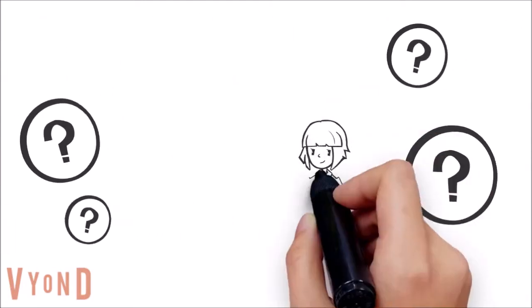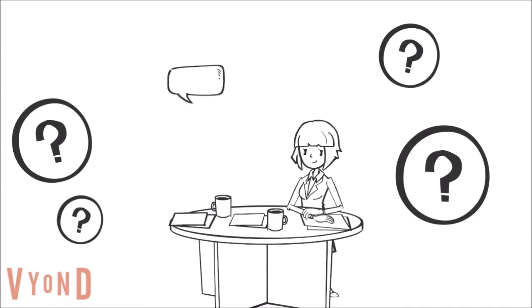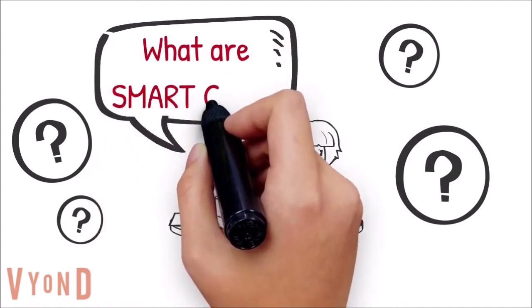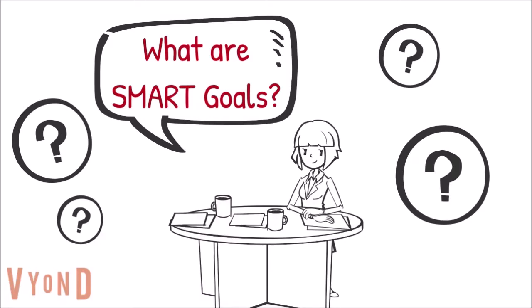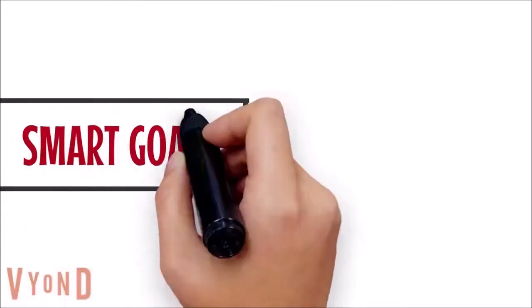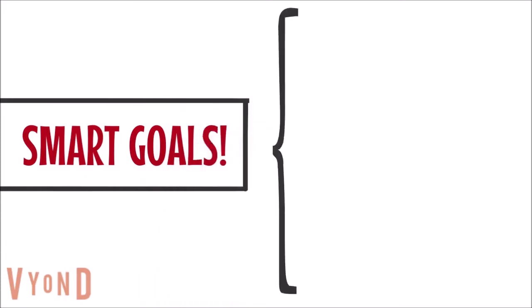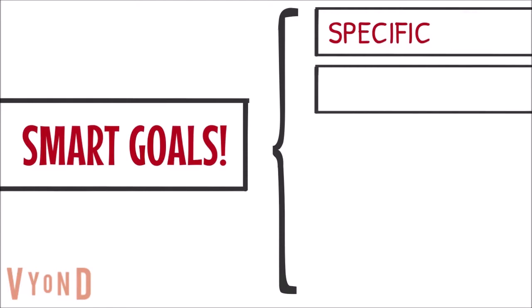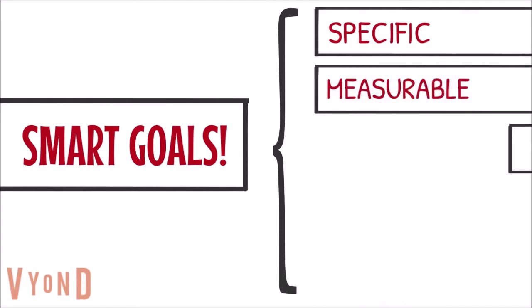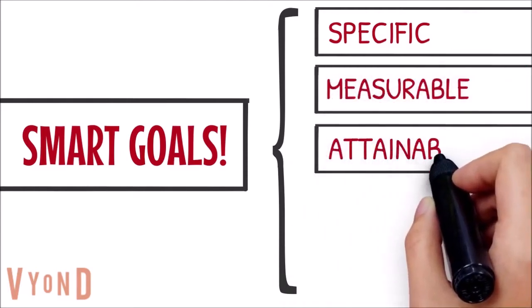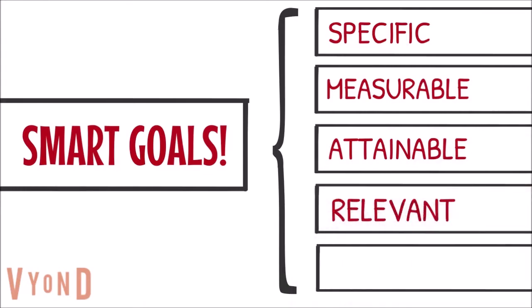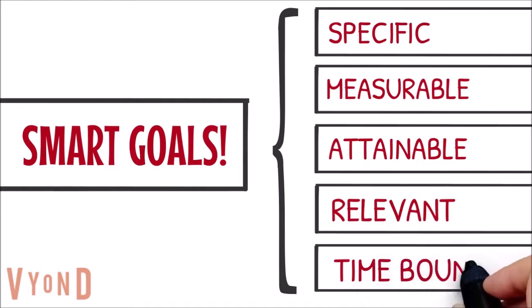A typical and effective way to do this is to use the SMART goal approach to goal development. What are SMART goals? A goal is considered to be a SMART goal when it contains these 5 attributes. Each goal needs to be specific, measurable, attainable, relevant, and time-bound.